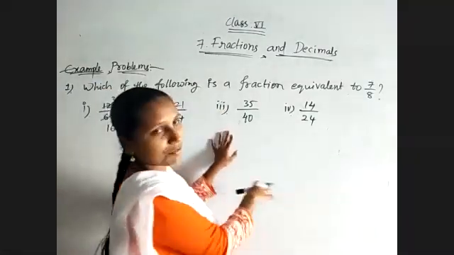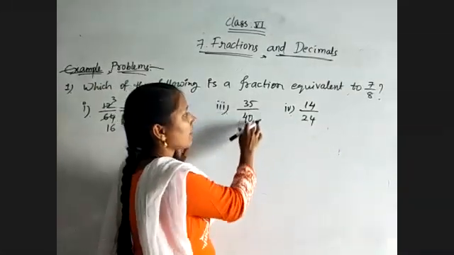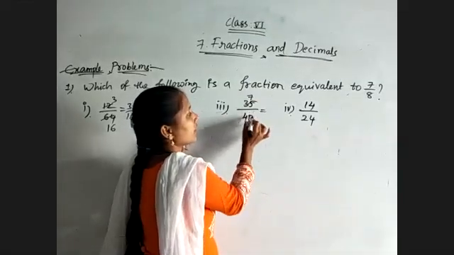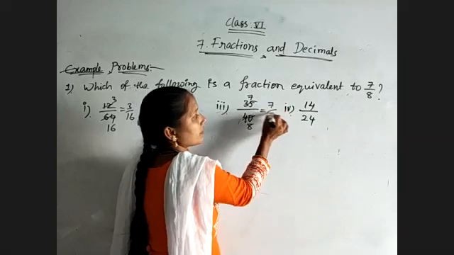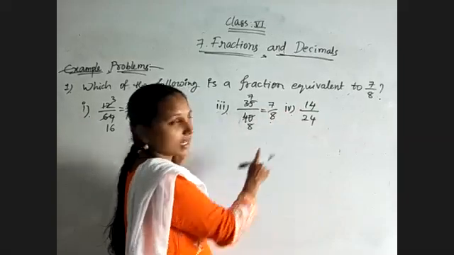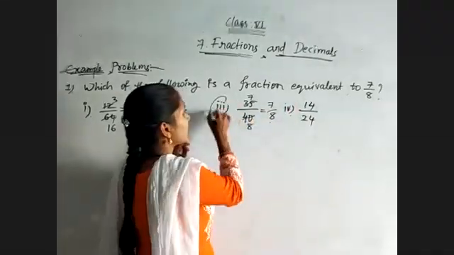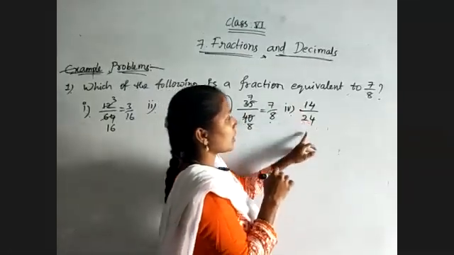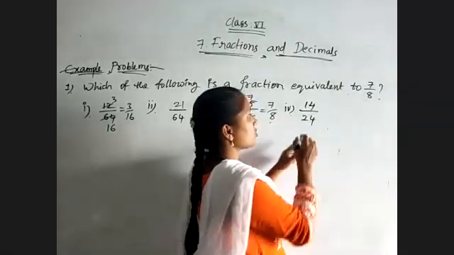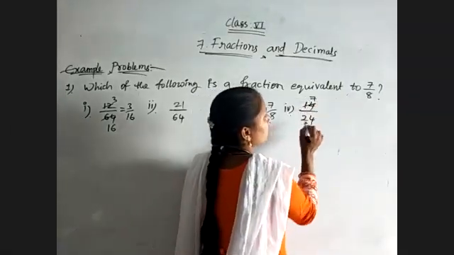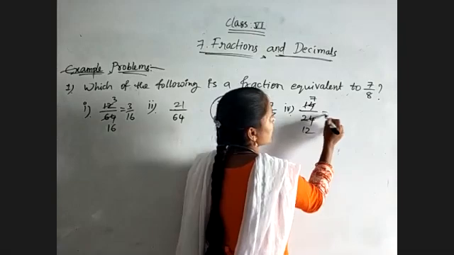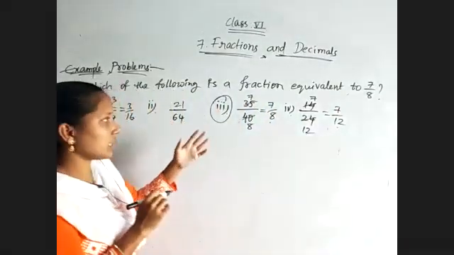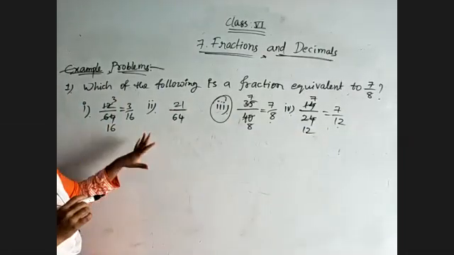And coming to 35 by 40. Both have common factor 5. Divide with 5. 5 7s are 35, 5 8s are 40. 7 by 8. I am getting the same fraction, so this is the equivalent fraction of 7 by 8. Now coming to the next one, 14 by 24. Both cancel in the 2 table. 2 7s are 14, 2 12s are 24. 7 by 12 I got. Is that equal to 7 by 8? No. That's all. Okay, like this we must select.